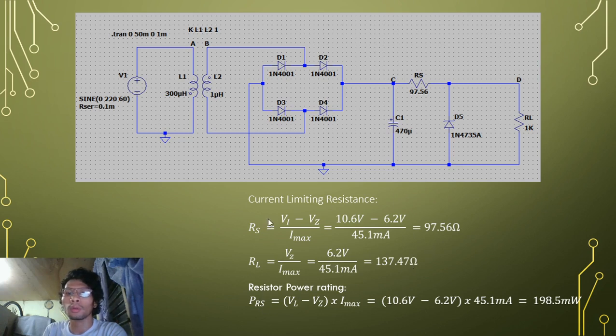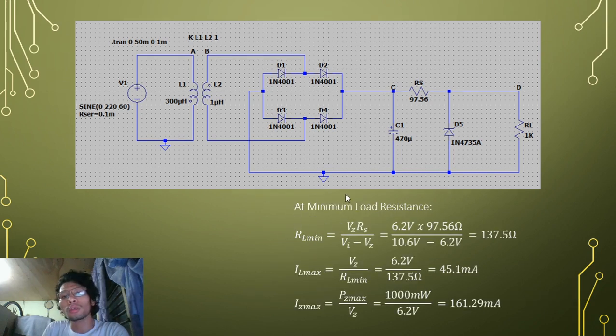And to find the power rating of the series pass resistor, the resistor power rating PRS is equal to VL minus VZ, then multiplied by the max current of the Zener diode. That will be 10.6 volts minus 6.2 volts, then the difference is multiplied by 45.1 milliamps, and that is 198.5 milliwatts.